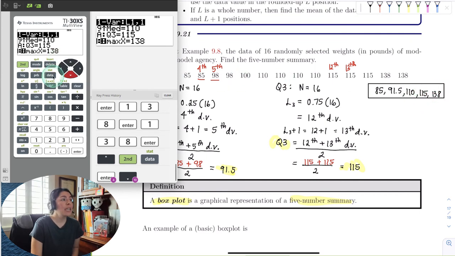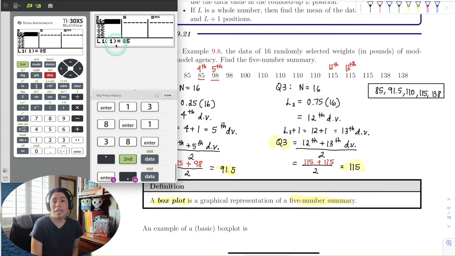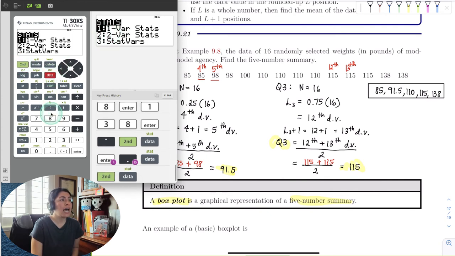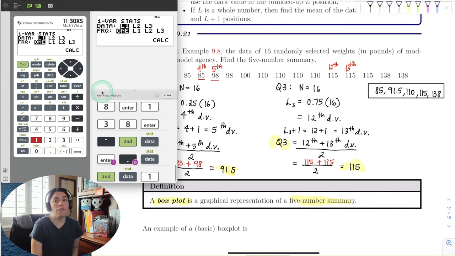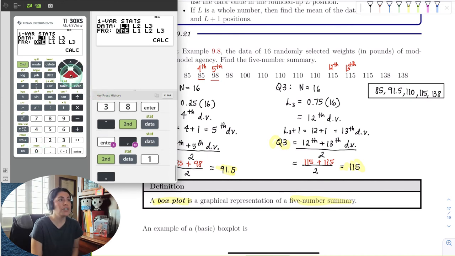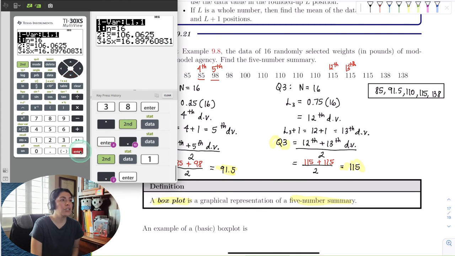So just by going to data and putting in the list, going to second data, which brings you to stat, hit 1 for 1 var stats, pick the list you entered in your data, leave freq at 1, and then calc, hit enter, gives you all this information.